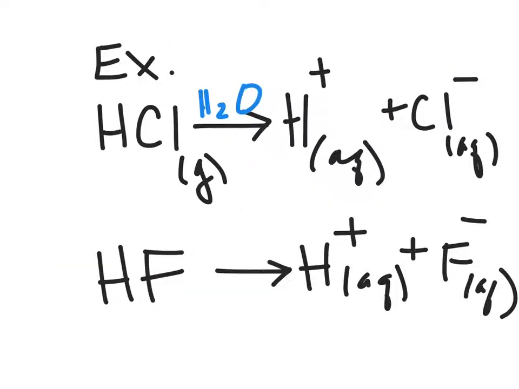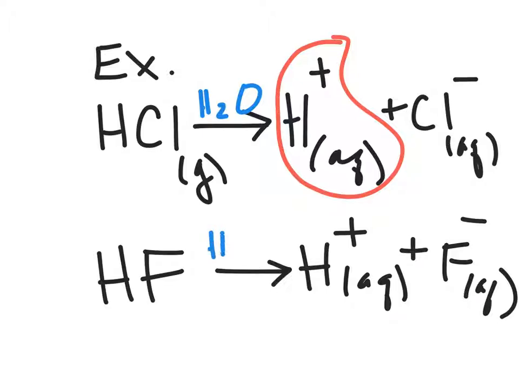In the first example, we have hydrochloric acid, which when you dissolve it in water, releases that H+ cation, that proton, and a chloride anion. That's what defines HCl as an acid. Hydrofluoric acid is another example. When you dissolve HF in water, it too releases an H+ cation, or a proton, and a fluoride anion.